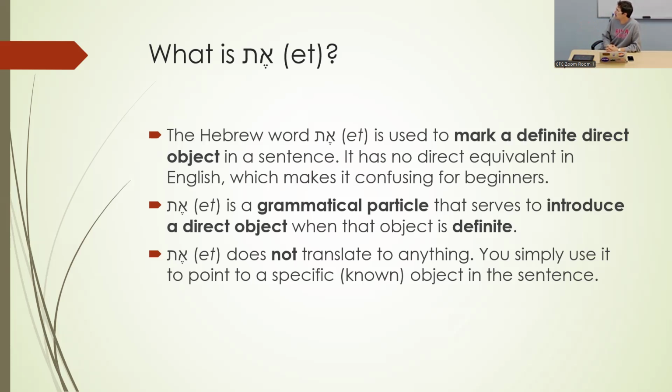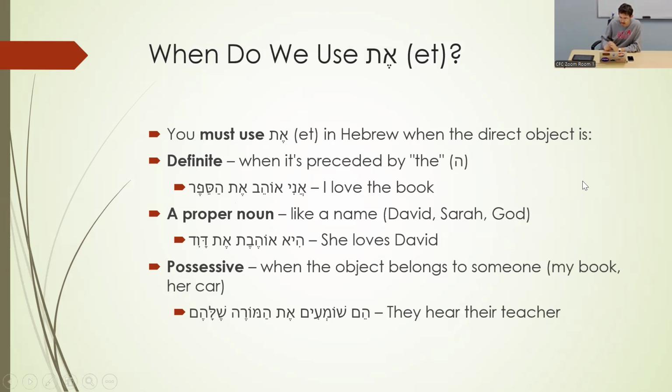It's in a sense a particle, and it introduces an object when it's definite, when you know exactly what it is, right? So it's like a filler? It's not really a filler; it's a marker, like highlighting something. It tells you this. Well, let's look at an example, hopefully it'll be clear.